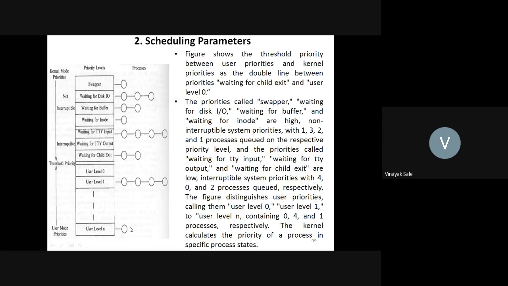The kernel calculates the priority of a process in a specific process state. See this figure carefully.